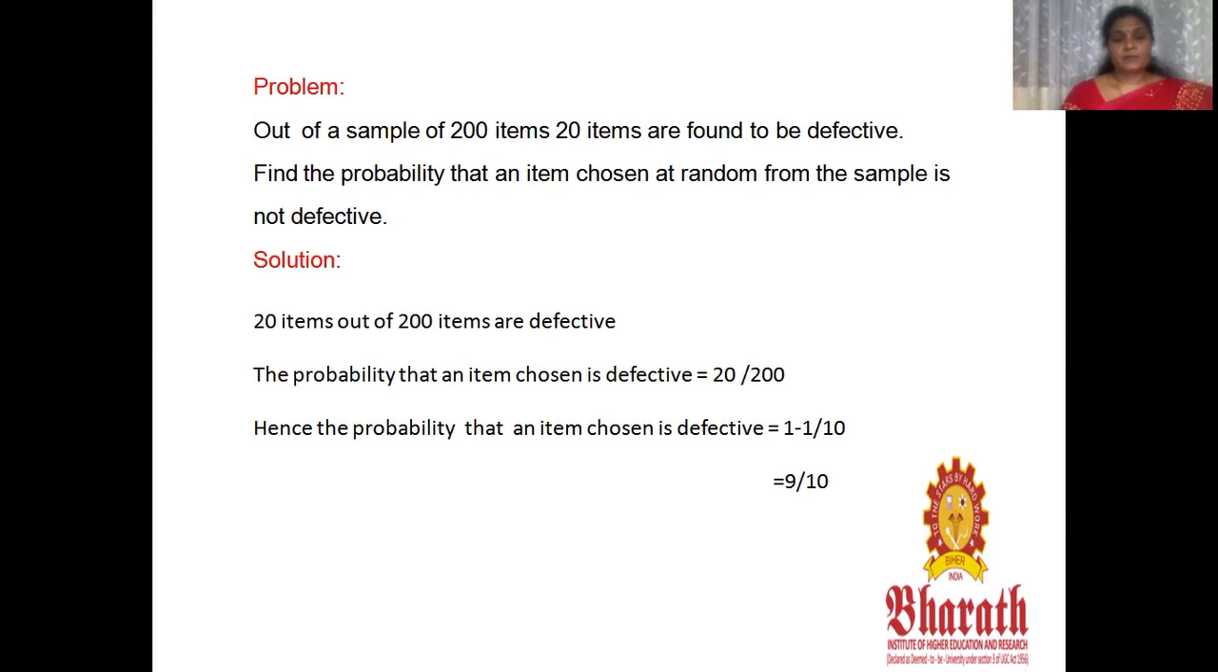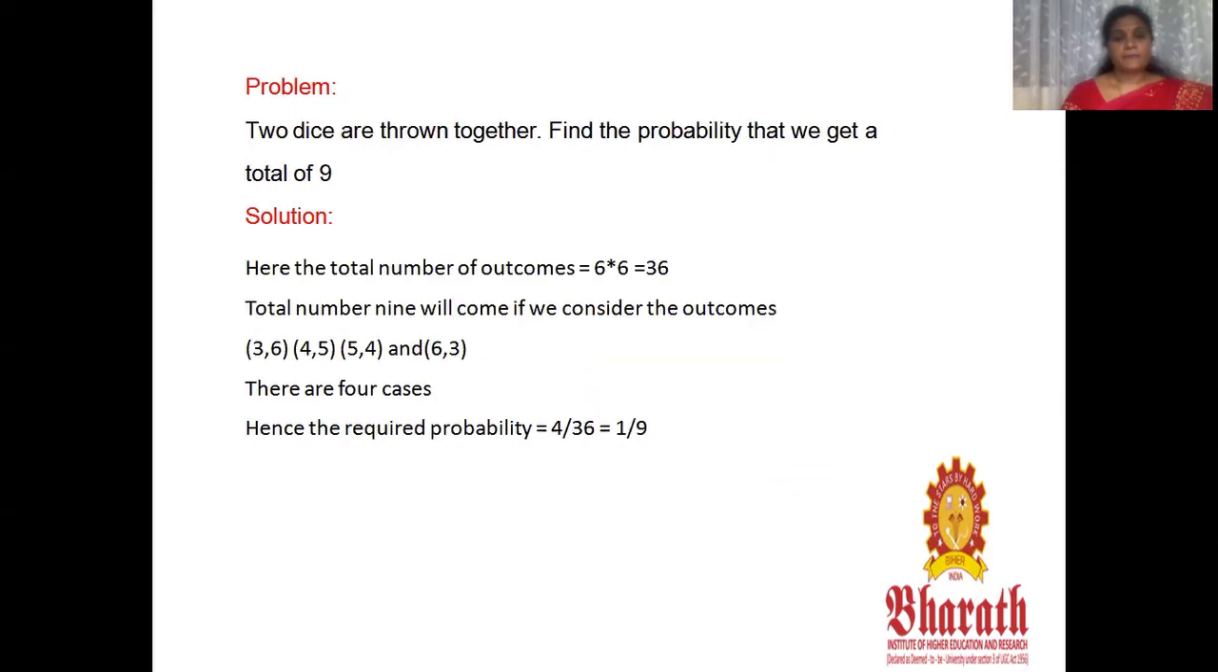Hence, the probability that an item chosen is not defective is equal to 1 minus 1 by 10. If you take the LCM, it is 10 minus 1 by 10, and 10 minus 1 is 9, so 9 by 10.